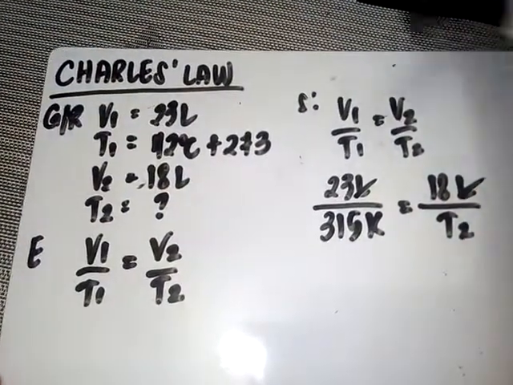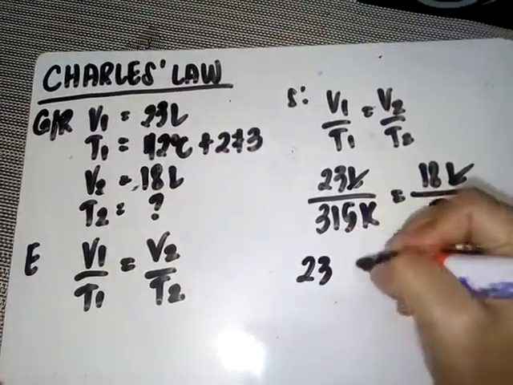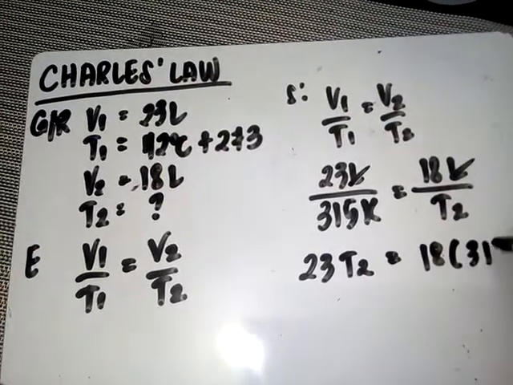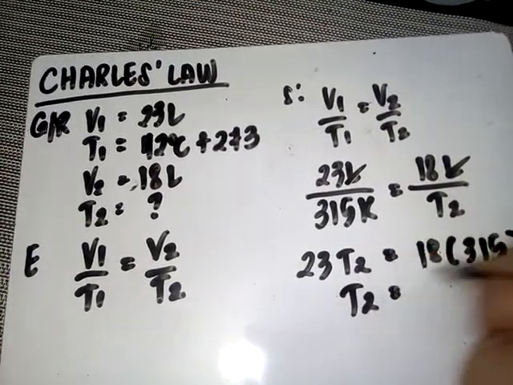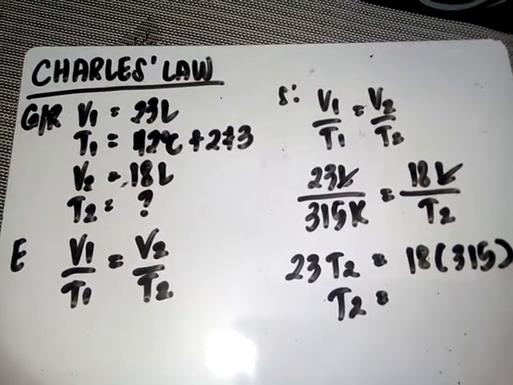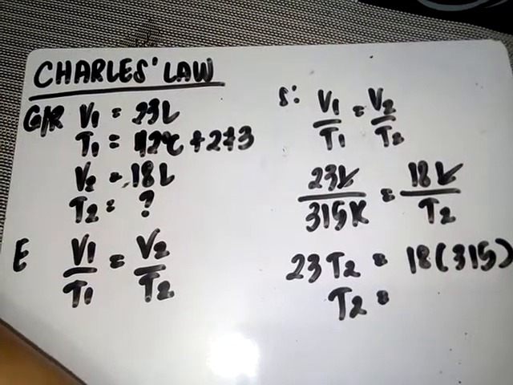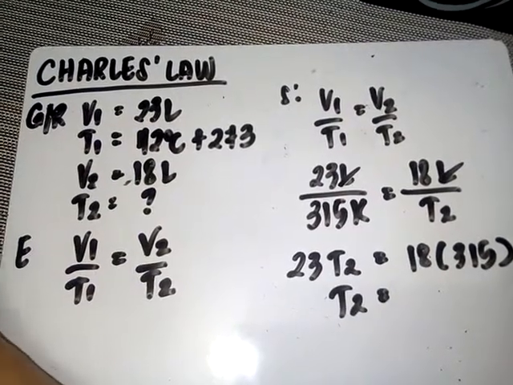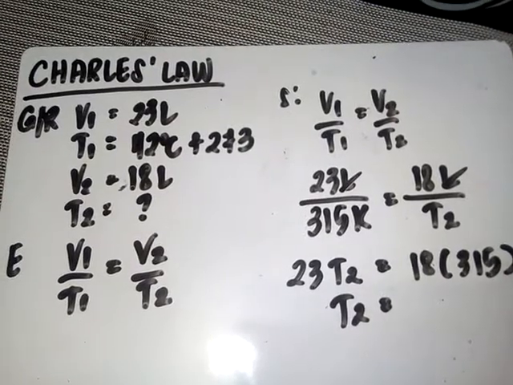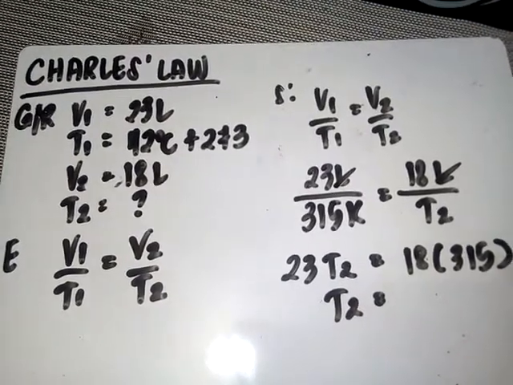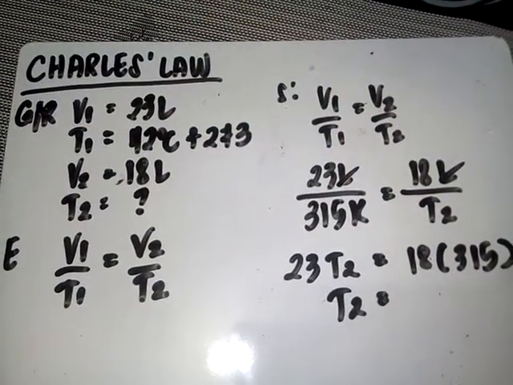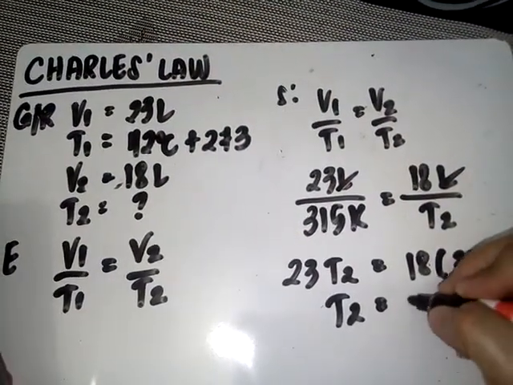I'll show you the solution. So that would be 23 T2 equals 18 times 315. So T2 equals 18 times 315 divided by 23. So are we expecting a higher temperature or a lower temperature? Yes, we're expecting a lower temperature because our volume decreases.